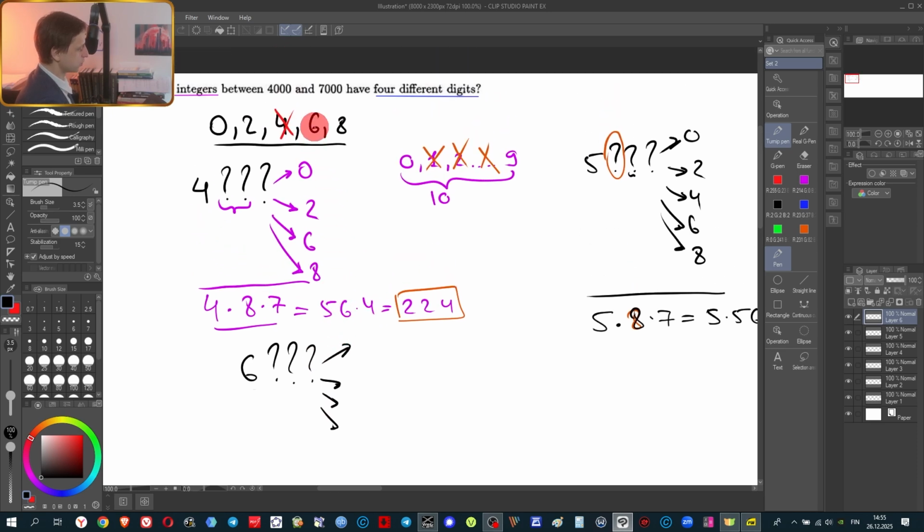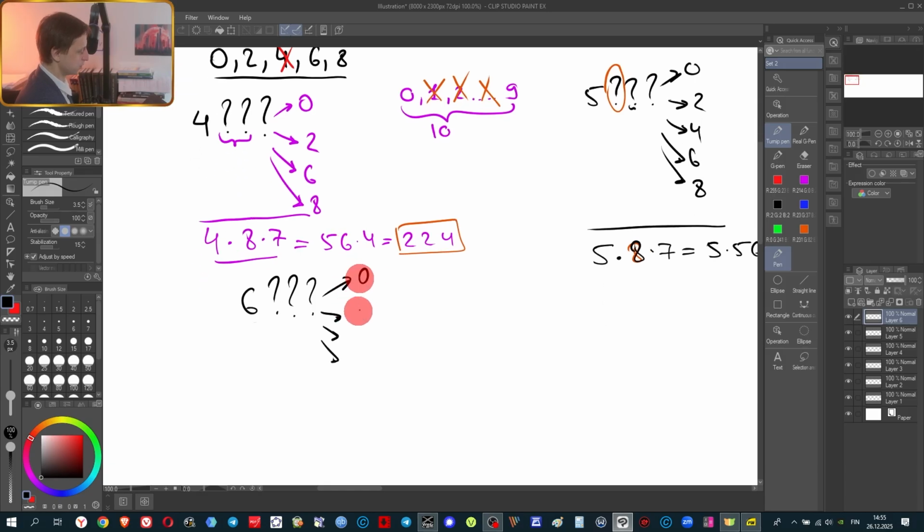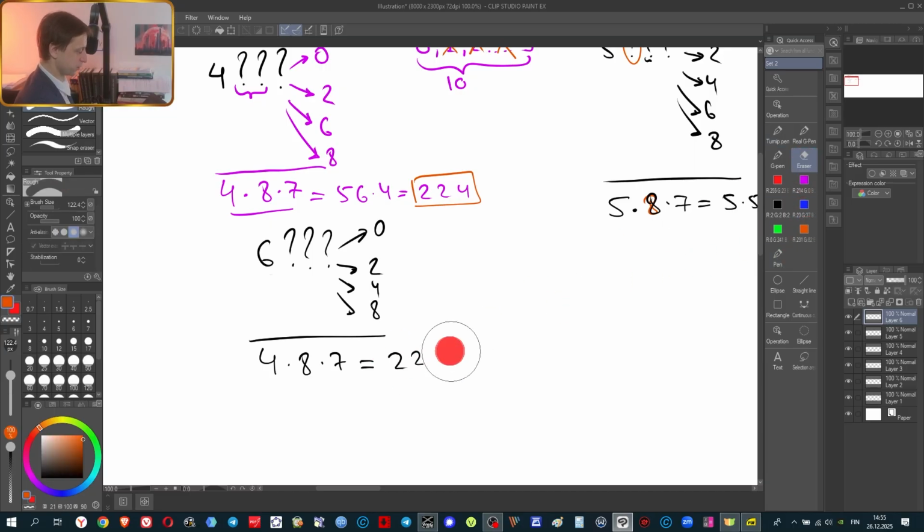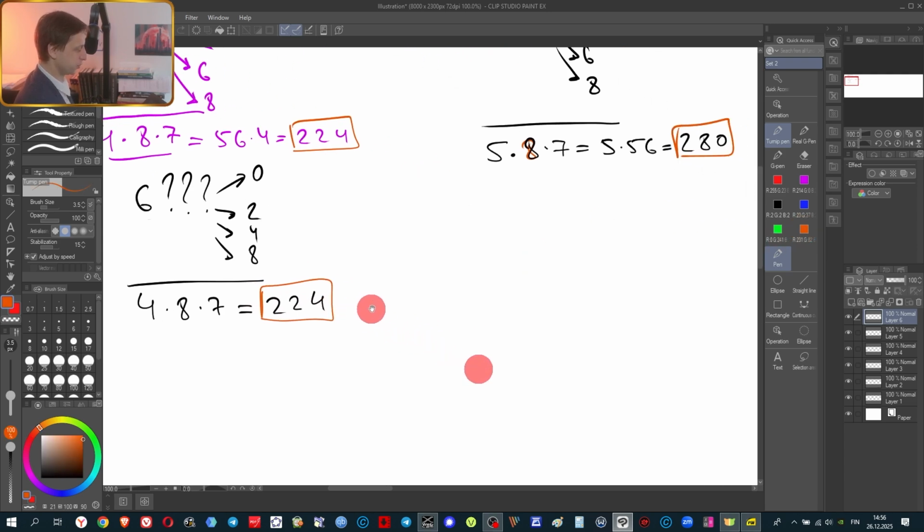However, 6 is already taken, so we have only 4 options: 0, 2, 4, and 8. And using the same mathematics, we have 4 options for the last digit, then 8 options for the second digit, and 7 options for the third digit, and we have the same number of options: 224. 224, let me mark it here.